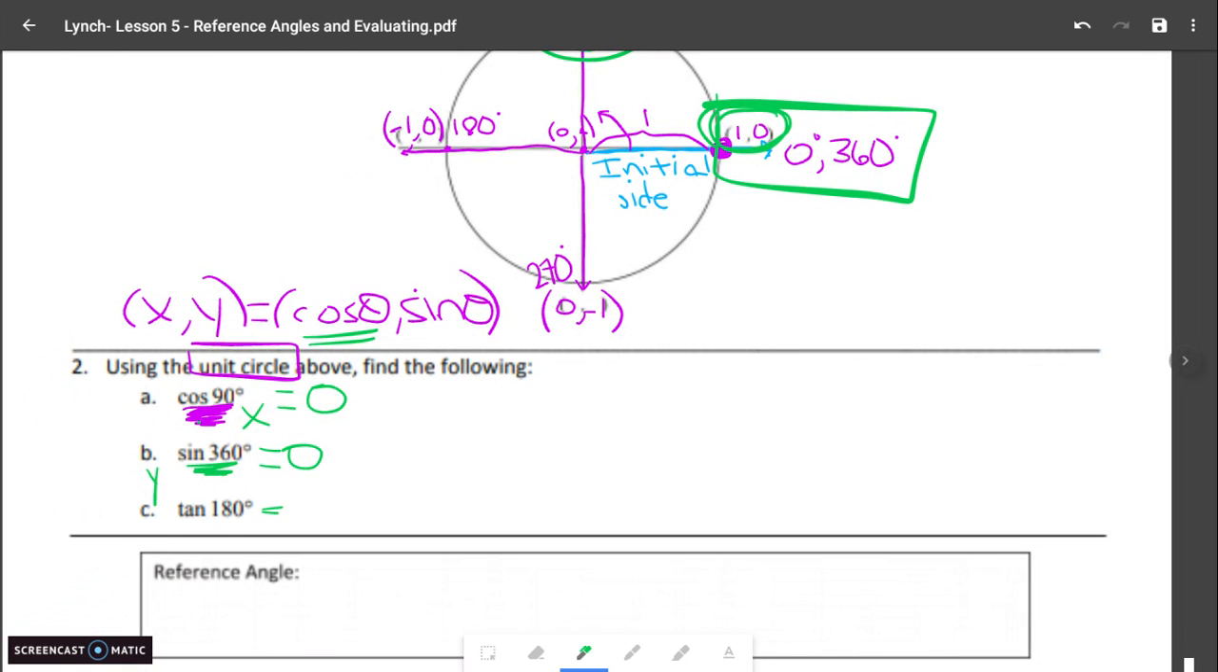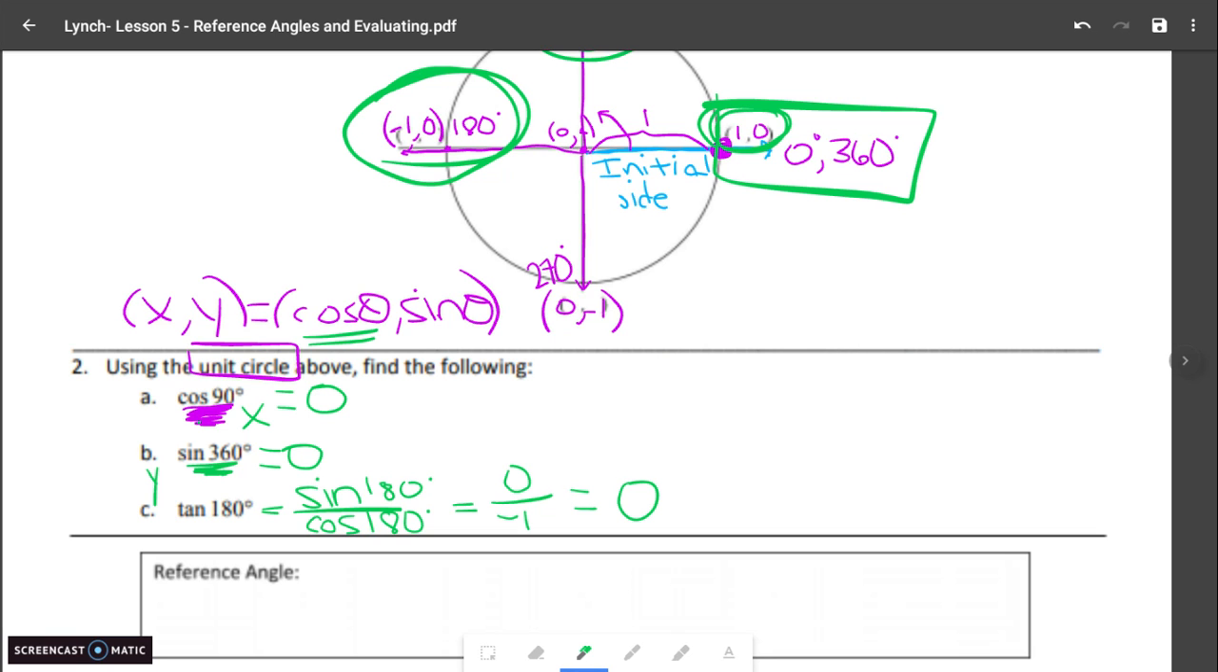For C, to get tangent of 180, since tangent is not the x or the y, instead we can put them together. We know that tangent is sine divided by cosine. So since I want tangent of 180, we're going to do sine of 180 divided by cosine 180. So going over to the angle 180, sine on top, remember that is your y, so that is 0. Cosine on the bottom, remember cosine is your x, so that would be the -1. And 0 divided by -1 is 0. So they all happen to come out to be 0.